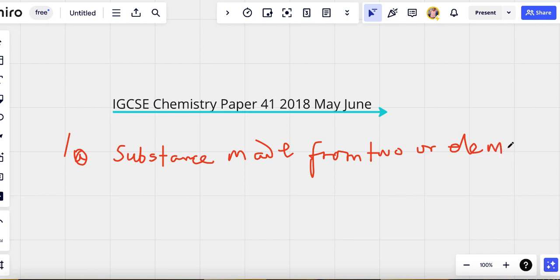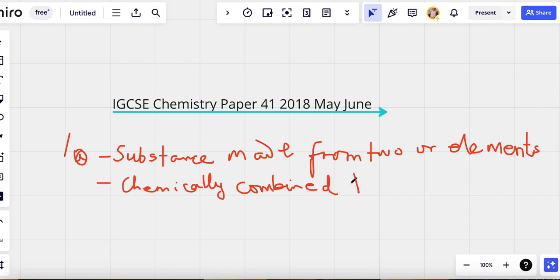The next point will be that they are chemically combined together. You say the substance is made from 2 or more elements, and you now say that they are chemically combined together. Okay, let's move on to the next. So you get these 2 marks.